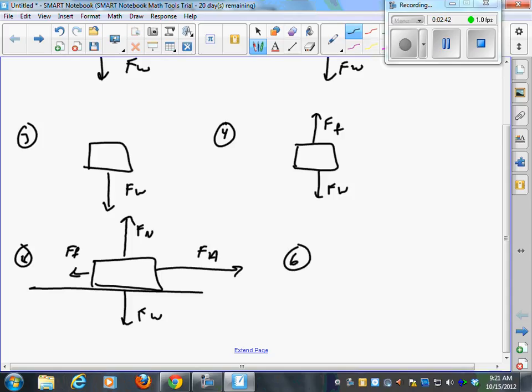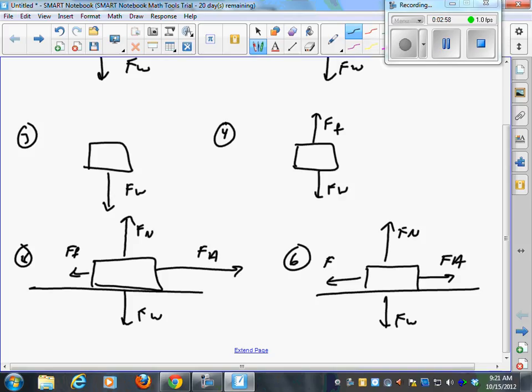Number 6, a rightward force applied to a book in order to move it across a desk at a constant velocity. So it's almost exactly the same here. We've got a weight force down, and the normal force up, and they're balanced. Because it's moving at a constant velocity, that means that the applied force and the friction force are equal.